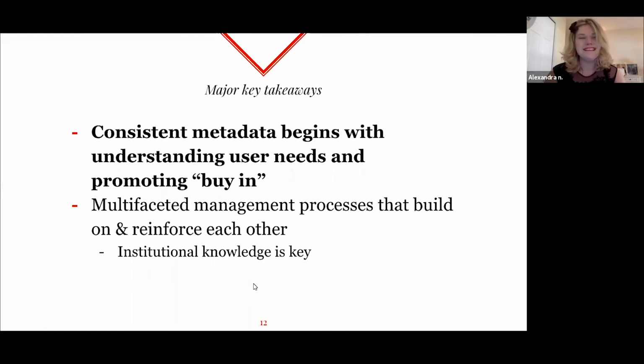But the big thing today, I think, is that consistent metadata really begins with understanding user needs and promoting buy-in in a very multifaceted way. A lot of these initiatives I actually struggled with in how to present them because so many reinforce each other. For instance, this idea of institutional knowledge helps the governance board know what to talk about. The governance board mitigates the self-governance policies. All of these are really helping each other out in a multifaceted way.